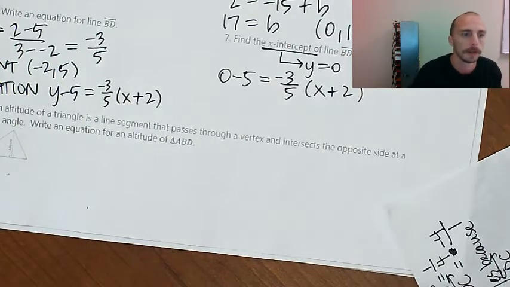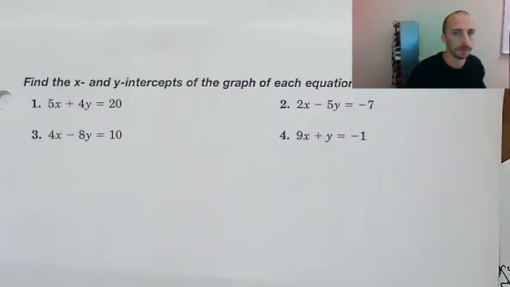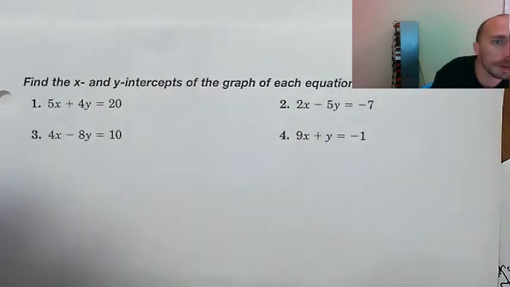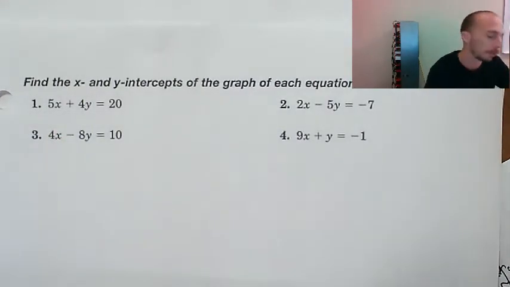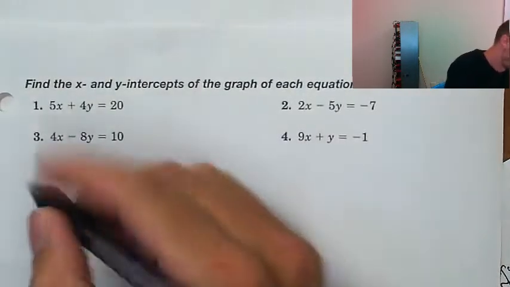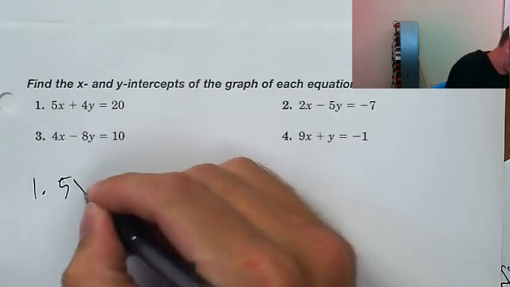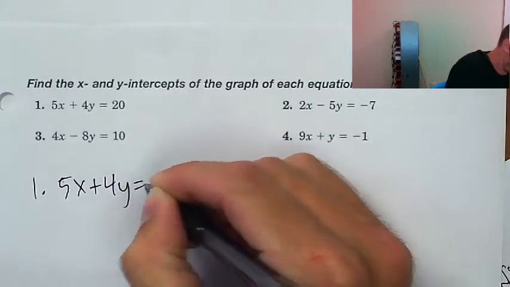We're doing okay. The next set of questions is just to find the x-intercepts and y-intercepts of the graph of each equation. Might have been good that I did that first, but I already made the copies. So number 1: 5x plus 4y equals 20.